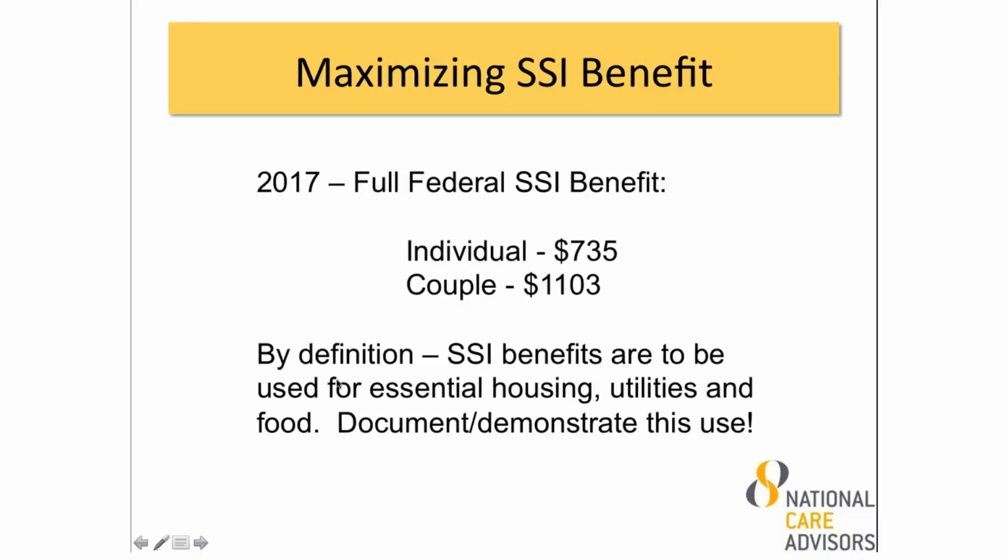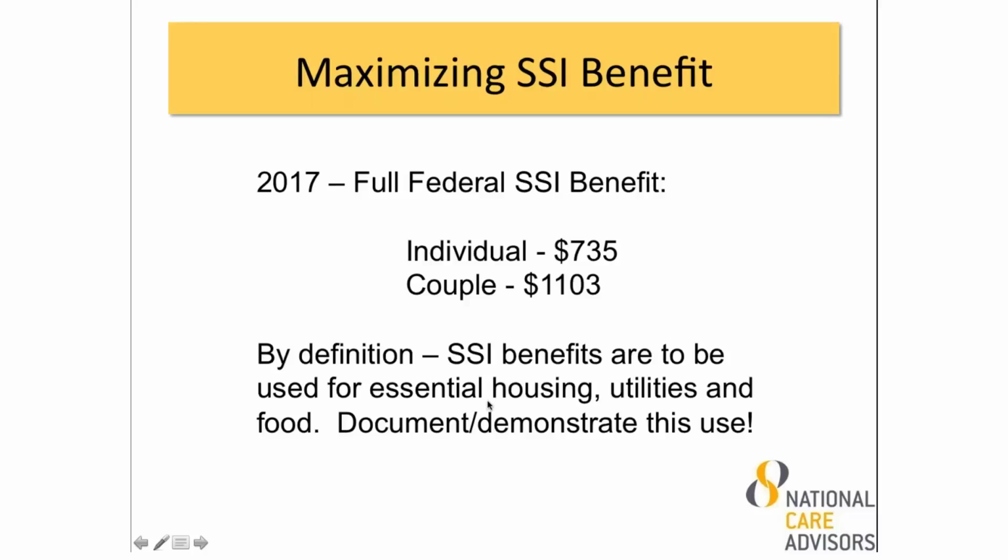So to maximize the supplemental security income benefit, oh, and I apologize, there's a typo here. For 2017, the full federal supplemental security income benefit for an individual is $738, not $735. It went up $3 as of January 1st, 2017. And for a couple, it probably went up about $6, but it's in the ballpark of $1,103 if I didn't get that right. I apologize, I didn't update my slides.